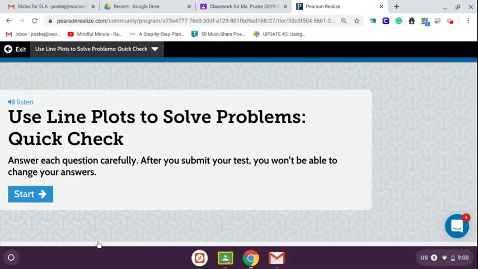All right, everybody, we are here. It is quick check time. And today you have a quick check, and it's called Use Line Plots to Solve Problems.